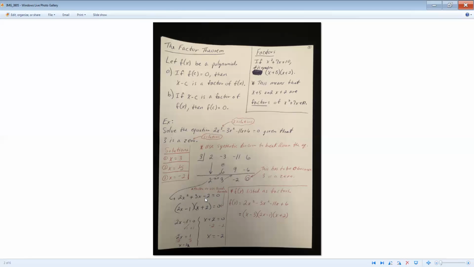Now I can factor this or use the quadratic formula. I decided to factor. That's 2x minus 1 times x plus 2 equal to 0. Now I can set each piece equal to 0. That means when I solve 2x minus 1 equals 0, x will be equal to 1/2. x plus 2 equals 0, x will be equal to -2. And those would be all 3 of my solutions, 3, 1/2, and -2. Also, if I wanted to write that function as factors, that would be x minus 3, 2x minus 1, and x plus 2, just a side note.